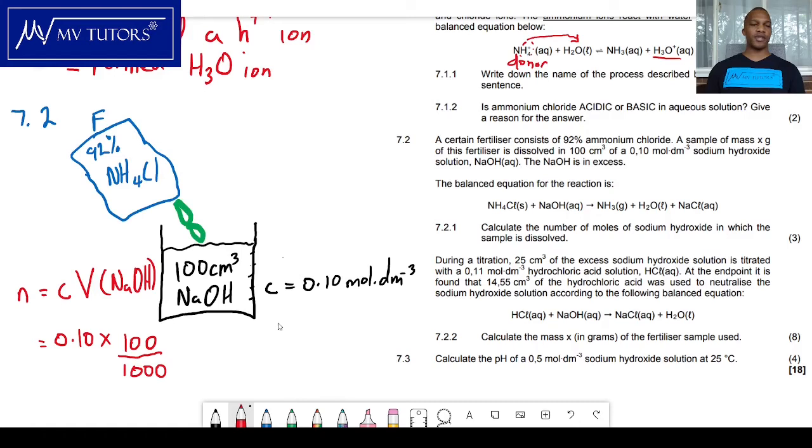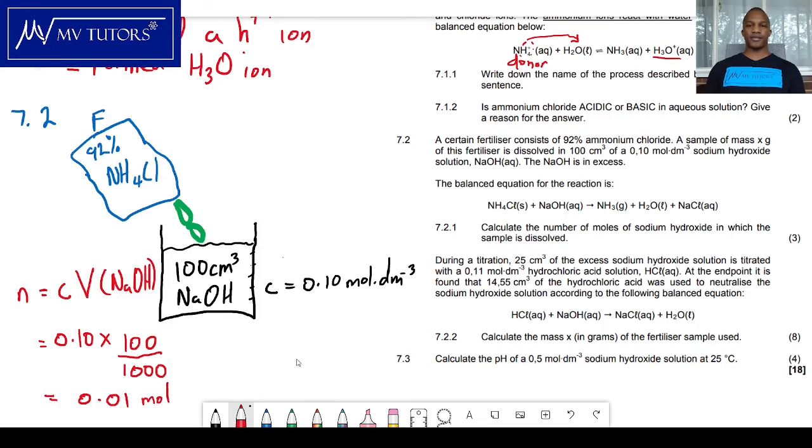So we're just gonna put this in a calculator real quickly. Okay, this is the calculator that you should be using. So it's 0.1 times 100 divided by 1,000, just like that, and then we get, okay, it's converted to a decimal. We got 0.01 mole.